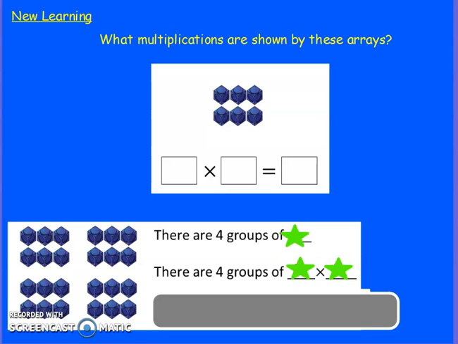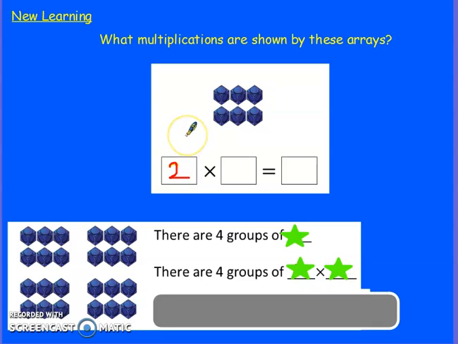Today's new learning involves us multiplying three numbers together. We're going to start off by looking at the pictorial method and then moving on to abstract. Let's have a look at this first representation on the board. How many groups of counters have we got? You can see we've got one group there and another group there. So we've got two groups.